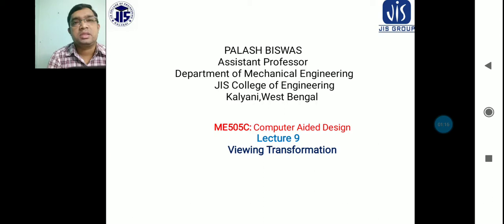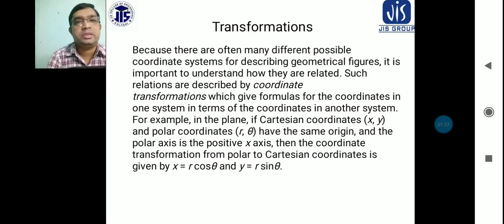And we can discuss today the viewing transformations. Transformations, because there are often many different possible coordinate systems for describing a geometrical figure. And for the geometrical figure, it is important to understand how they are related, and such relations are described by coordinate transformations, which give formulas for the coordinates in one system in terms of the coordinates in another system.